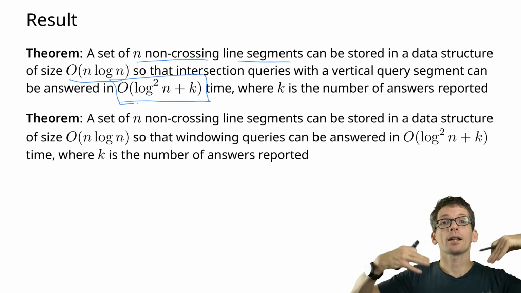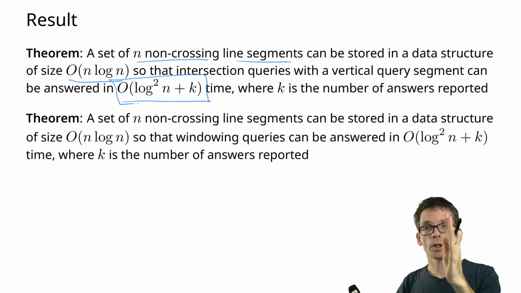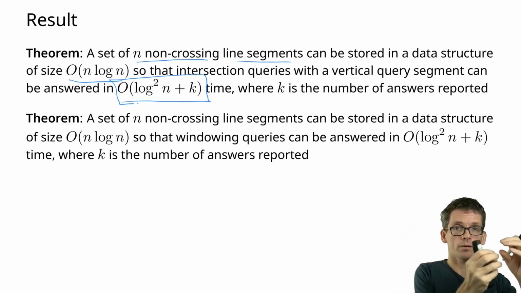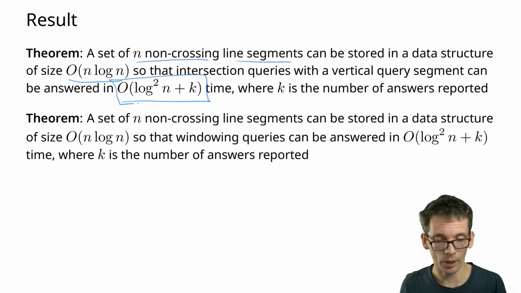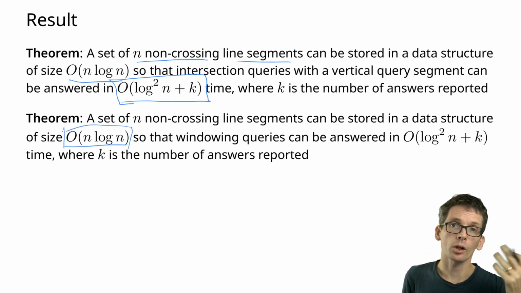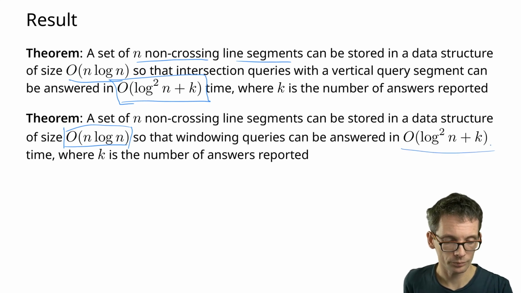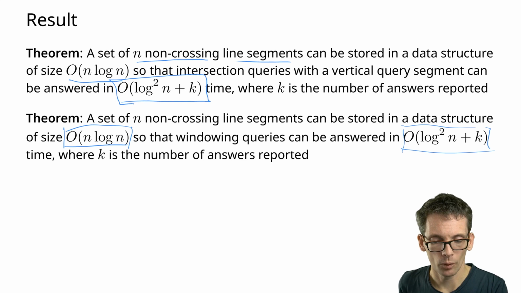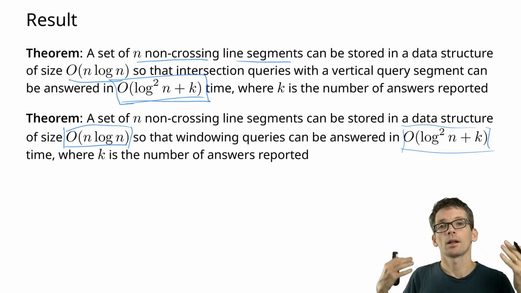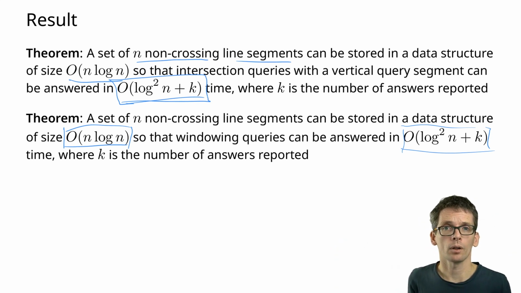And if I now apply this to windowing queries, then I have to build this for vertical segments, I will have to build this for horizontal segments, I will have to build a range tree to find the segments that are completely within my range. Each of these data structures only requires order n log n storage. The dominating term here is log squared n plus k, and that is then my overall query time for windowing queries.